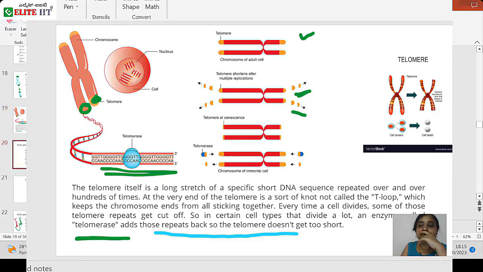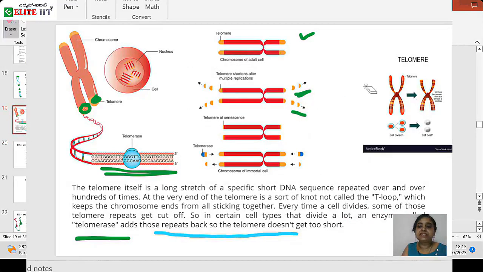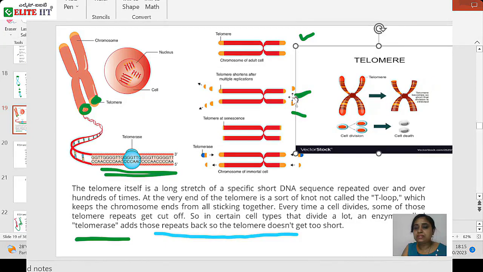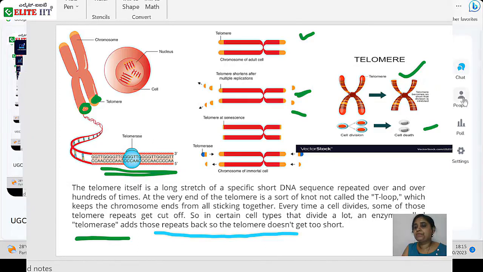Now if telomere is not there, that means cell death is happening. So in this figure, in the next figure, it is given that if telomere is not present, cell death is happening. See here, cell division is happening. Finally, if there is no telomere, in this region there is no telomere. In the second one, in this position there is no telomere. So what is happening? In this case, cell death is happening. So this is the case.